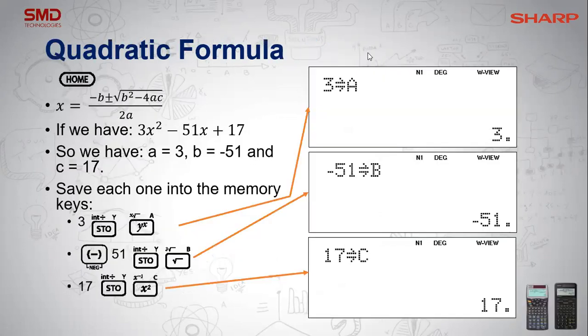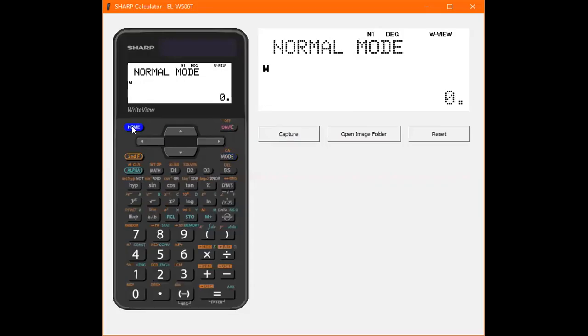Okay, what we can do though is use the quadratic formula for values of a greater than 1. So let's do that now. Say for example, we have 3x squared minus 51x plus 17. What we're going to do is store these values into our A, store into B, and into our C. Just saving them into our calculator.